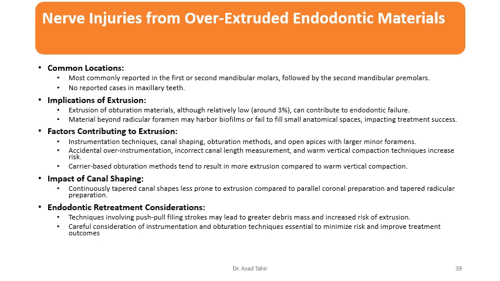Factors contributing to extrusion. Instrumentation techniques, canal shaping, obturation methods, and open apices with large or minor foramens. Accidental overinstrumentation, incorrect canal length measurement, and warm vertical compaction techniques increase risk. Carrier-based obturation methods tend to result in more extrusion compared to warm vertical compaction. Impact of canal shaping.